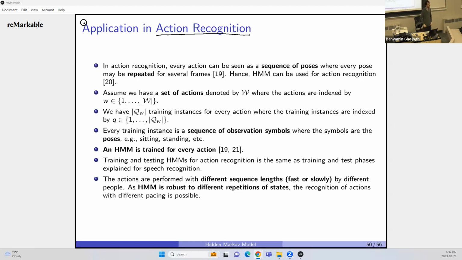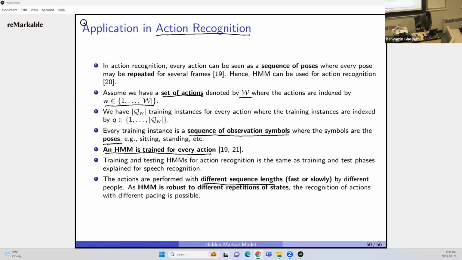And then after recognition of the states, we fed them to a hidden Markov model for finding out which action it is. Therefore, for every action in the data set, we trained one hidden Markov model, right? So here, assume we have a set of actions, W, and for a sequence of observation symbols we call poses, different poses, an HMM is trained for every action. And training and testing HMMs for action recognition is the same as the training and test phases explained for speech recognition.